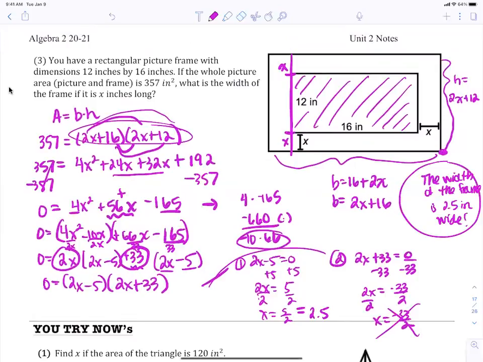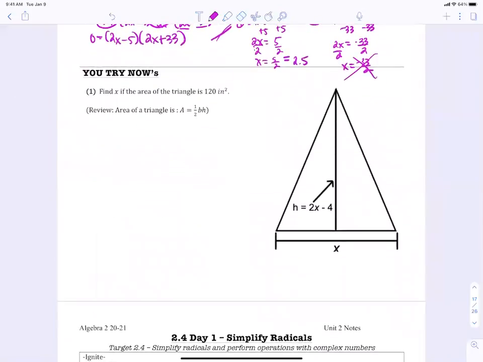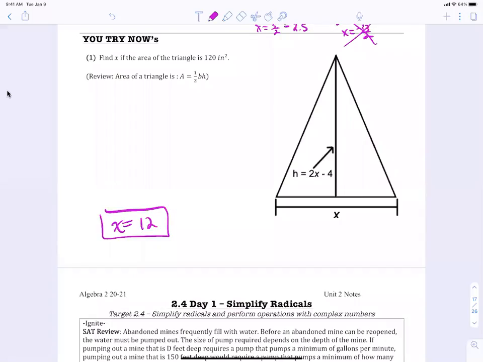There we go. So if you want to try at the bottom, I put the area formula for our triangle, but if you want to try the You Try Now, pause your video now and I will write in the answer. You should have got x equals 12 on this one if you did this correctly. We won't be doing this in class, but all right.